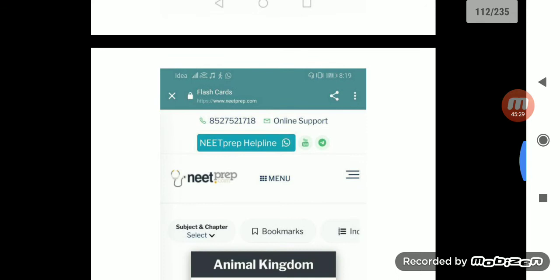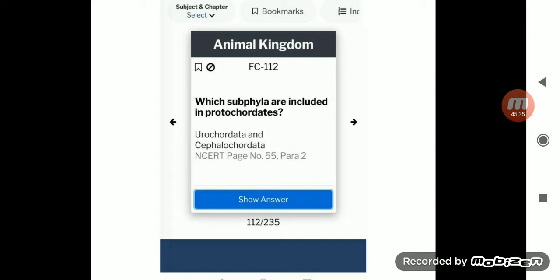Which subphyla are included in protochordates? Urochordata and Cephalochordata are included in protochordates.